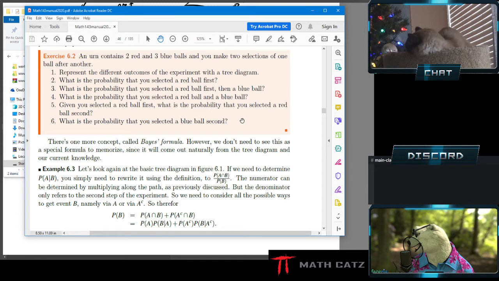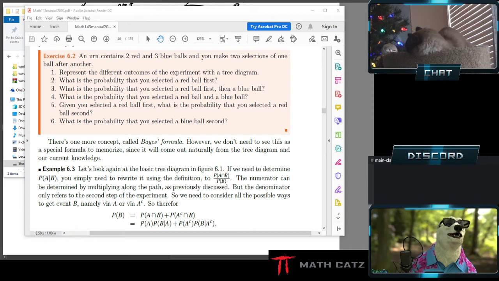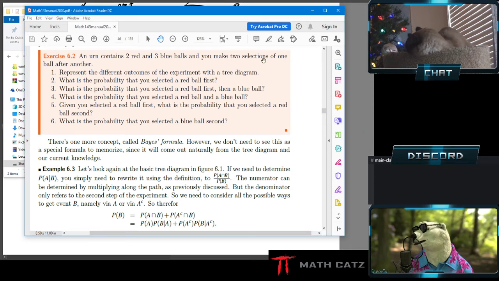So let's look at 6.2, where we'll now keep this outline in mind for how to approach this. This one's nicely sectioned, with clear questions, because it's the first one, really. An urn contains 2 red and 3 blue balls. Let me check, you can see it, yeah. And you make 2 selections of one ball after another. So you select a ball and then you select another ball. Represent the different outcomes of the experiment with a tree diagram.